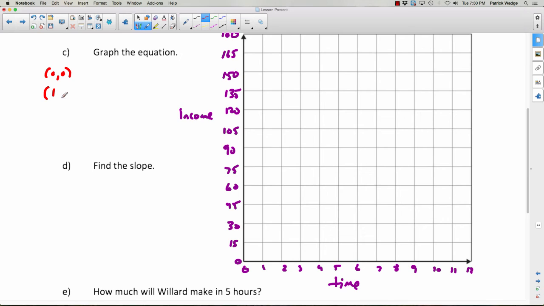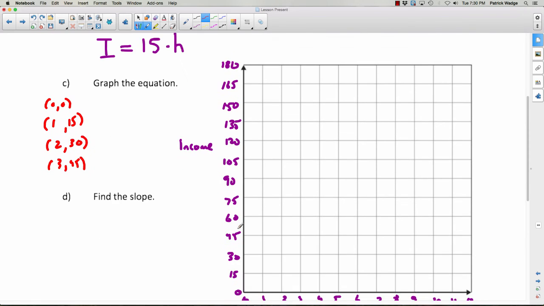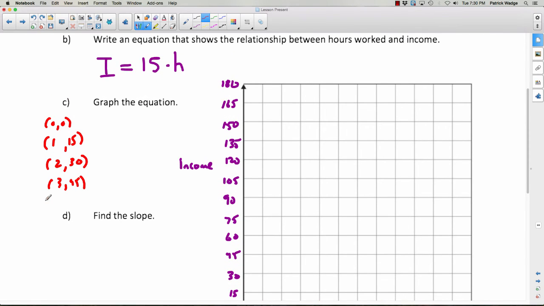If I worked 1 hour, remember how much money you make? You put 1 in there. 15 times 1 is 15. If I work 2 hours, 15 times 2 is 30. Let's do 2 more. If I work 3 hours, 15 times 3 is 45. And what's the biggest number we have here? 12. If I work 12 hours, 15 times 12, you might need to get a calculator out for that, but it equals 180.